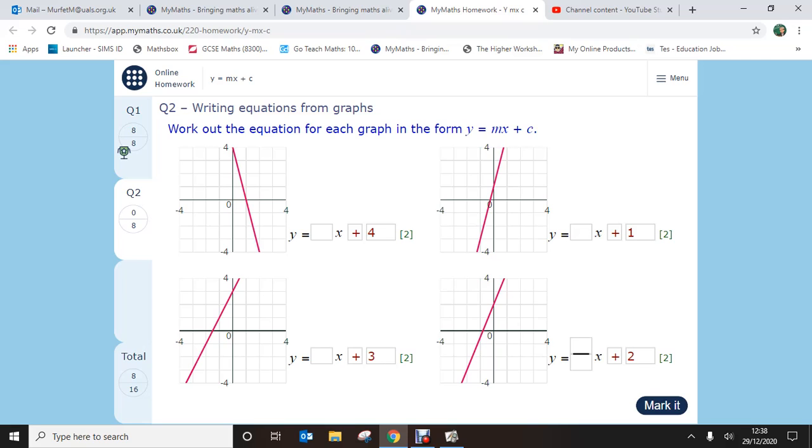Now the gradient is how many squares. If we go along 1 square, how many squares are we going up or going down? Okay, so I'm going to start with this one here. I'm starting here, and if I go 1 square along, I'm actually dropping. If I drop, I know it's going to be a negative gradient. So I know this is going to start with a negative, but how many squares do I drop? So 1 square along, and I drop 1, 2, 3, 4. So I'm dropping 4 squares.